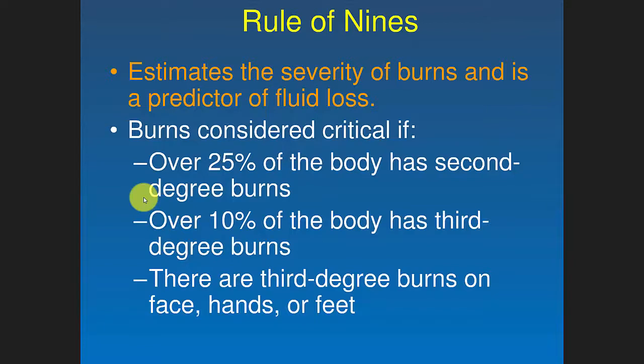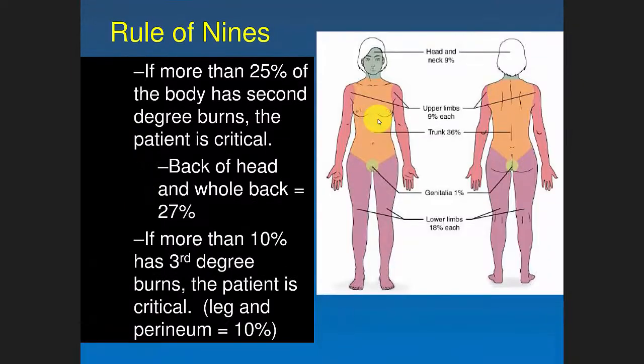So one of the quick ways to determine if a burn is critical or not, leaves you in critical condition or not, is to divide the body up into areas that are roughly equivalent to 9%. And if over 25% of the body has second-degree burns, you've lost enough fluid to be in critical condition. If over 10% of the body has third-degree burns, then you're in critical condition. So the way this works is we divide the body up into areas that are roughly 9s, divided by 9s. So the head is 9%, the upper limbs are 9%, each leg is 9%. And then the question is, do you have over 10% third-degree burns, over 25% second-degree burns? Then you'd be in critical condition.